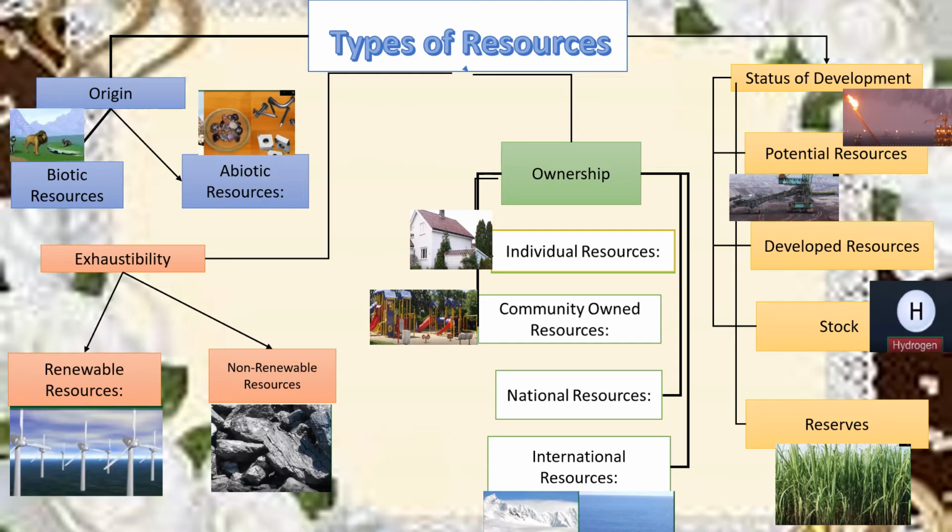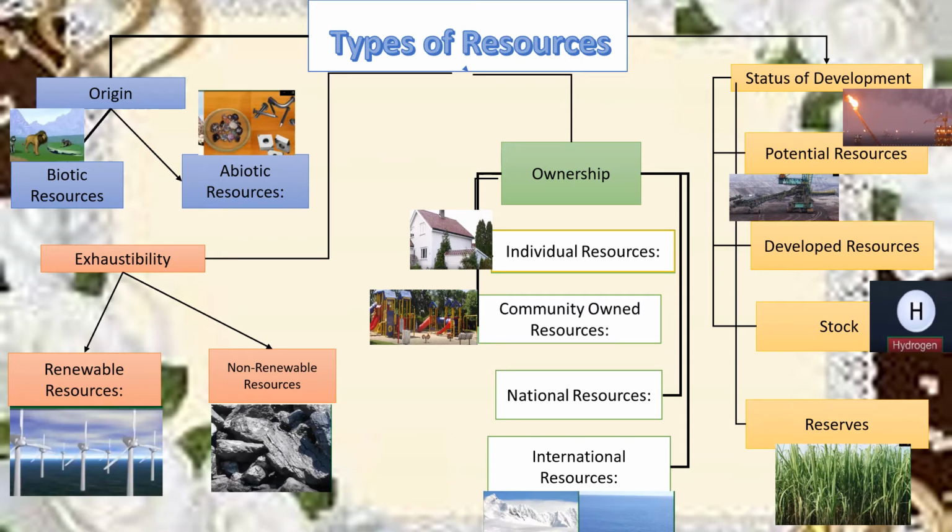Now we come to the last subheading, that is status of development. Now let's look into it one by one. First one is developed resources. Resources like mines, where the minerals have been recovered and production has started taking place in full capacity. This is called developed resources.